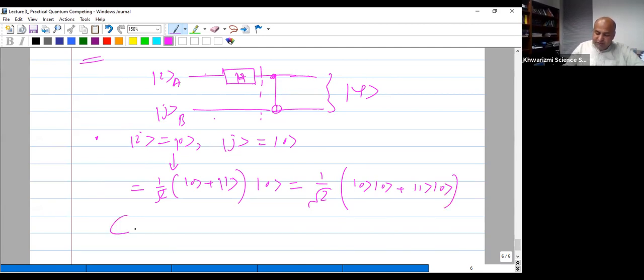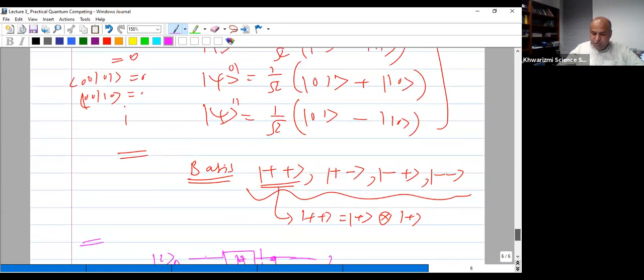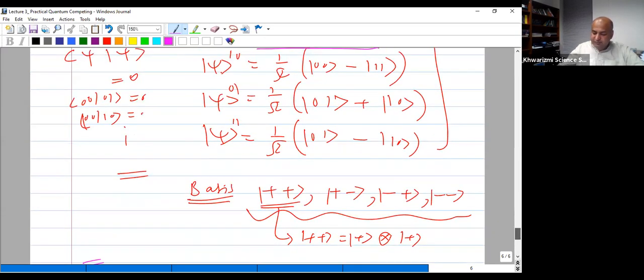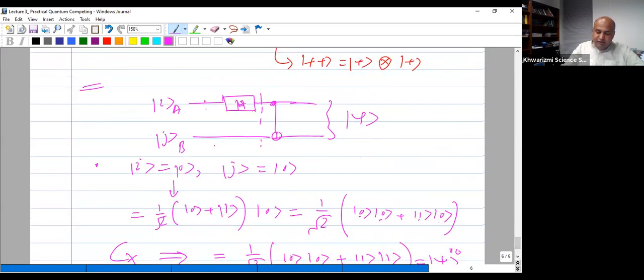Now, if I operate the CX gate, this state will transform like this. This control bit is 0. So nothing happens to the target. So this remains 0, 0. This control bit is 1. So the target is flipped. So 1, 0 state becomes 1, 1. And this is nothing but our Bell state that we labeled 0, 0. Now you see why I have these labels. So the 0, 0 Bell state can be prepared using this circuit and initializing the qubits in the 0, 0 state.